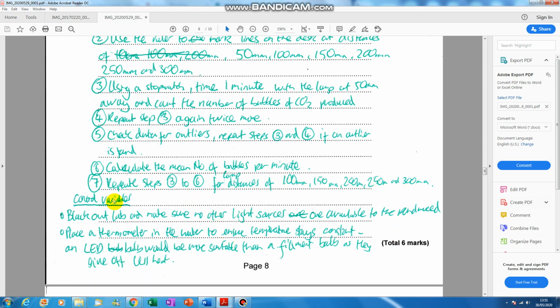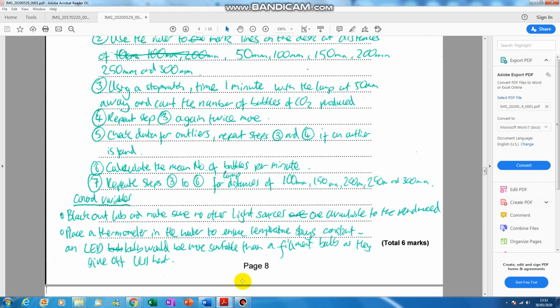To get a fair test, I would say you would have to black out the lab to make sure there's no unwanted light, to make sure all the light that you were using would come from the lamp itself. Now, one thing I am aware of is light bulbs which use a filament, a bit of wire that heats up, obviously may heat the water up with the pondweed in it when the lamp is at smaller distances away from the pondweed.